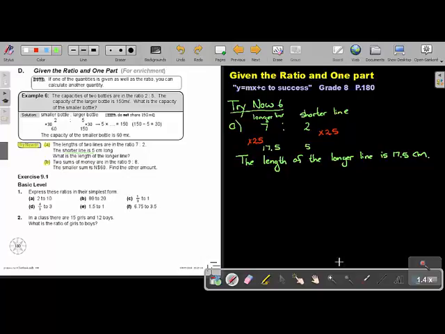Okay, let's do number B. Two sums of money are in the ratio 9 to 8. The smaller sum is 60. Find the other amount. Okay, so let's start. Number B. The ratio is 9 to 8. So if you look at this, this is the bigger and this will be the smaller.